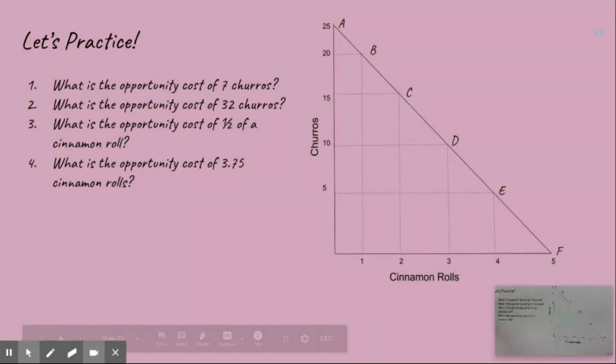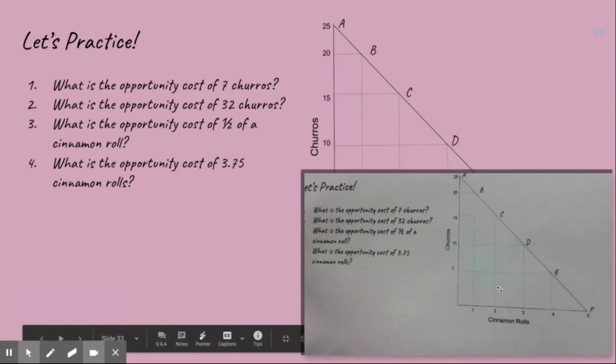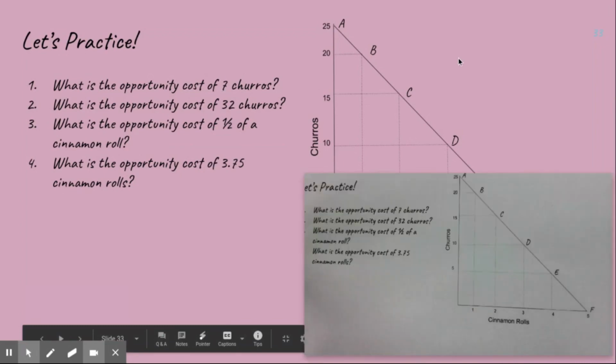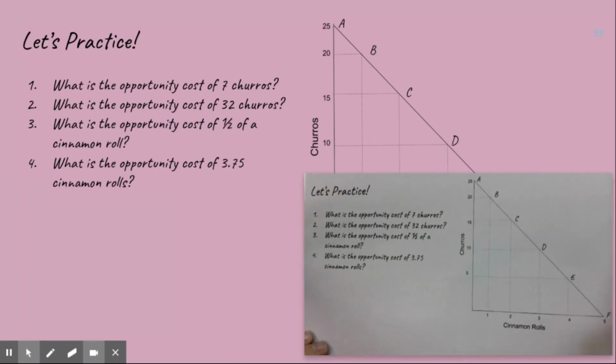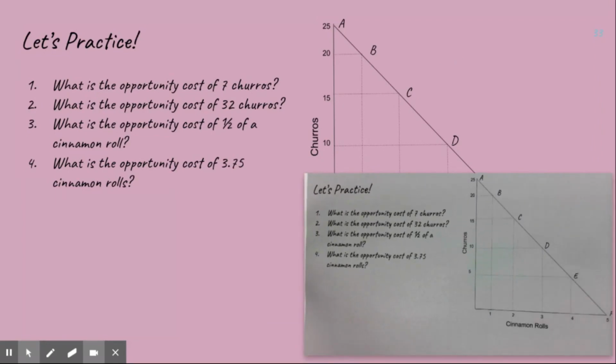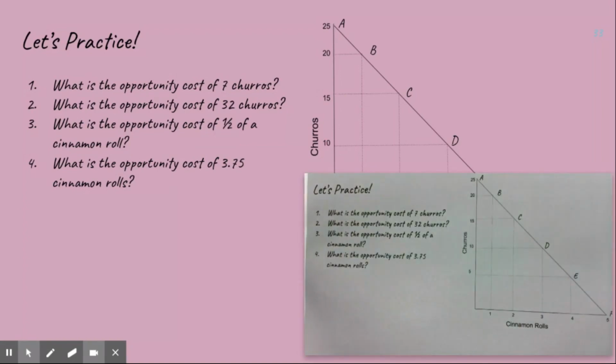So let's take a look at this graph. Same graph, same ratio, okay? So what is the opportunity cost of 7 churros? We're looking at this graph. Let's find out, number 1, what the main ratio is. How many cinnamon rolls equal how many churros? How many cinnamon rolls can we make, and how does that equal how many churros we give up?